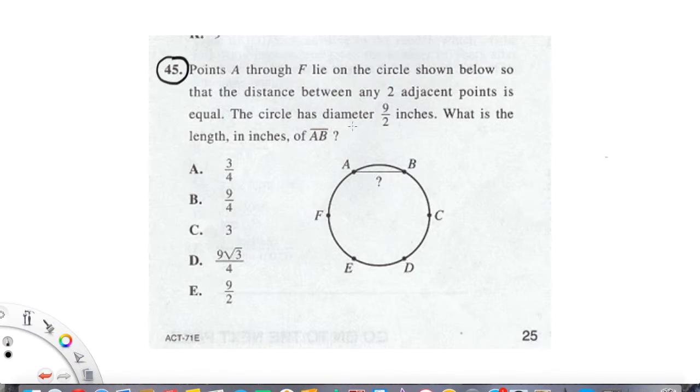We know that points A through F lie on a circle shown below so that the distance between any two adjacent points is equal. The circle has a diameter of 9/2 inches. What is the length in inches of AB?